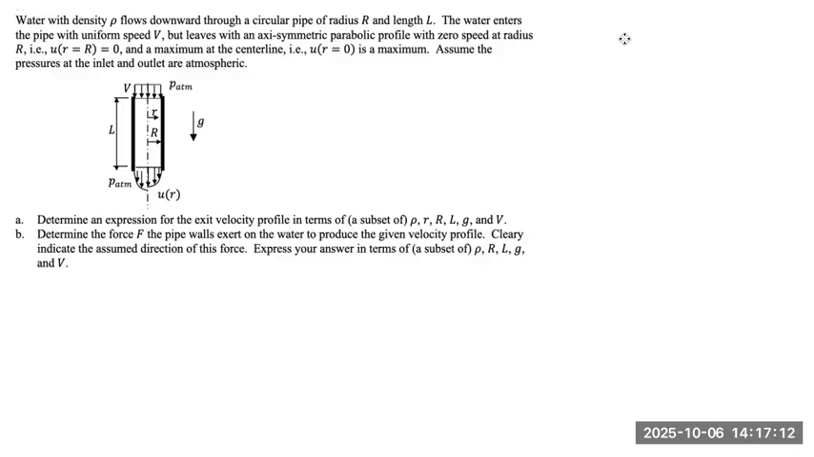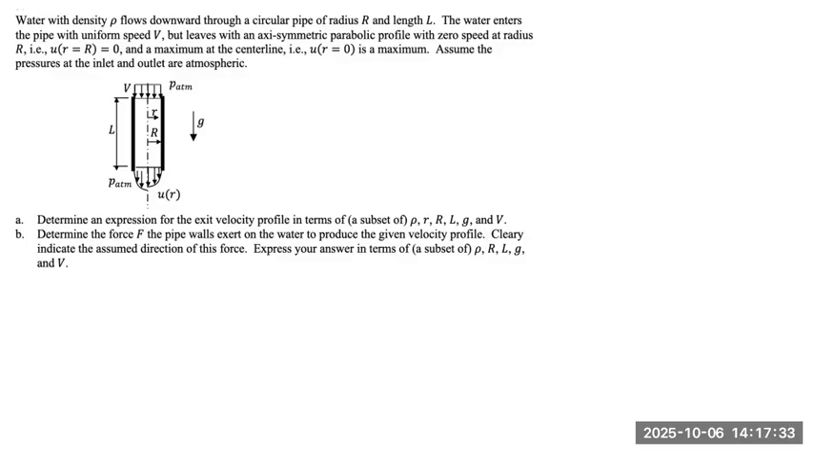Determine the force the pipe walls exert on the water to produce the given velocity profile. Clearly indicate the assumed direction of this force. Express your answer in terms of a subset of rho, R, L, g, and V. So to begin, we define our control volume.